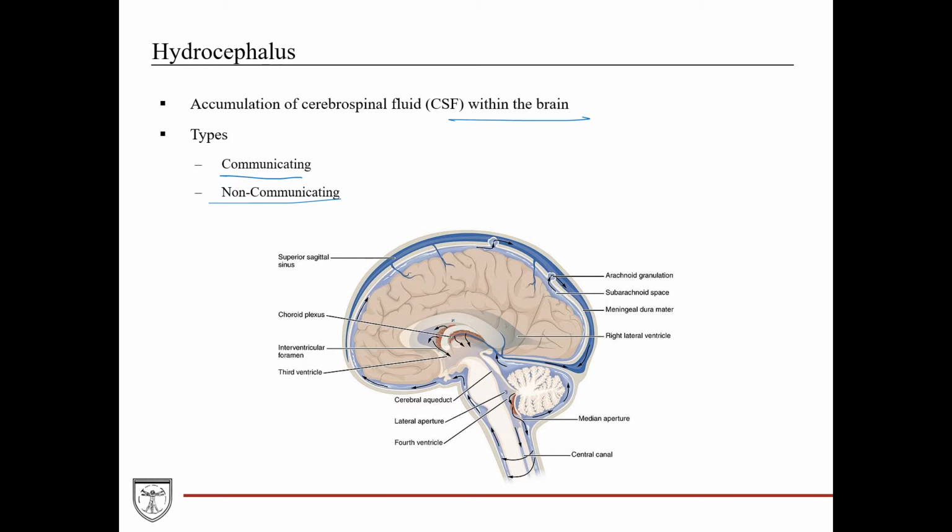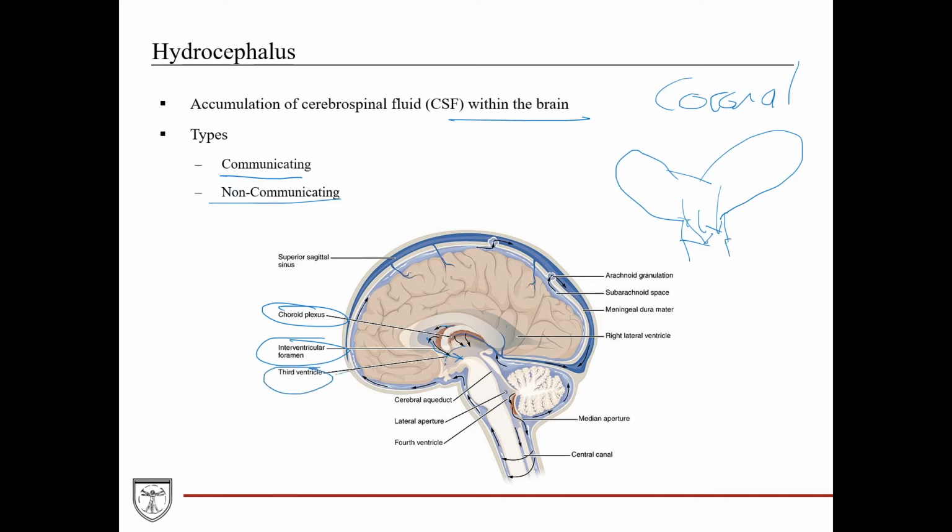So let's first review here the flow of CSF. It's made here in the choroid plexus, which is found in the ventricles here. Then it travels through this interventricular foramen. And remember, if you look at a coronal, you have two ventricles like this. And each of them has its own interventricular foramen, or the foramen of Monro, then goes into the third ventricle here, which is shown here.